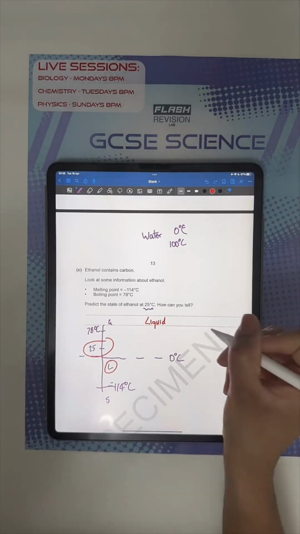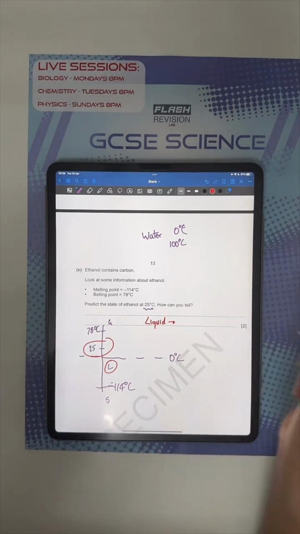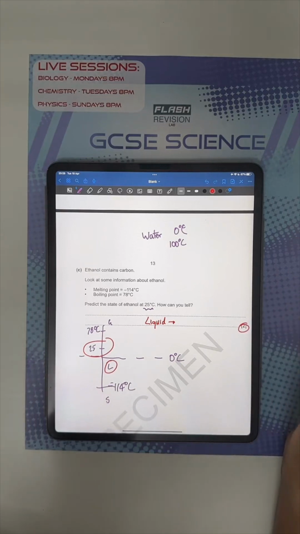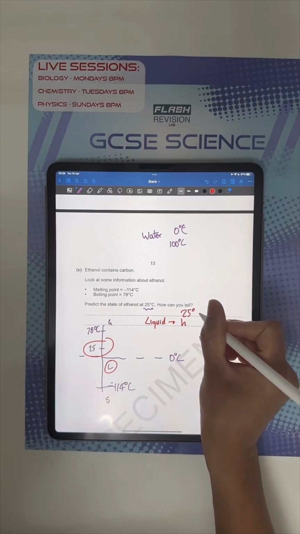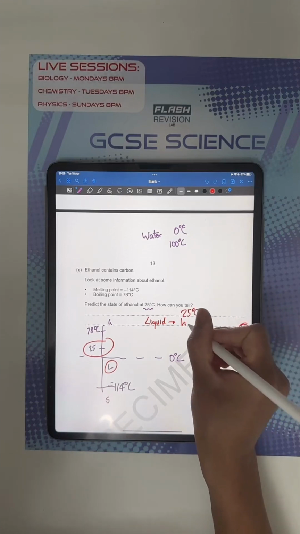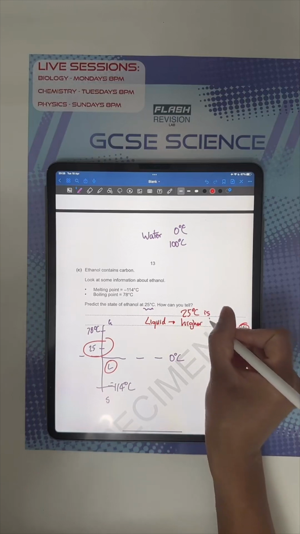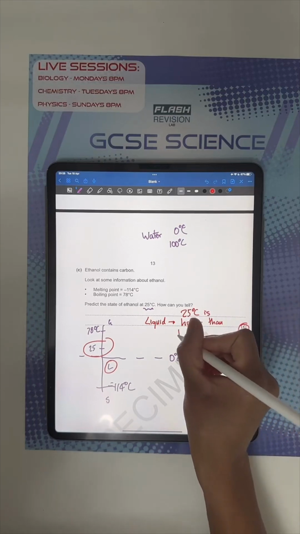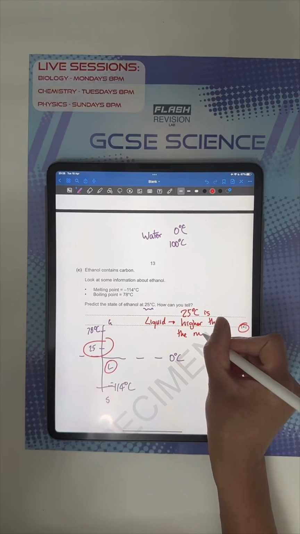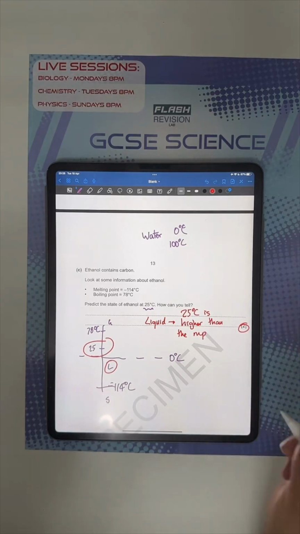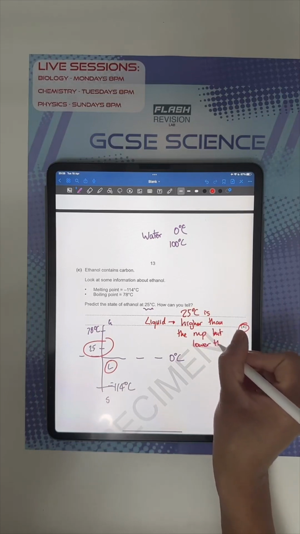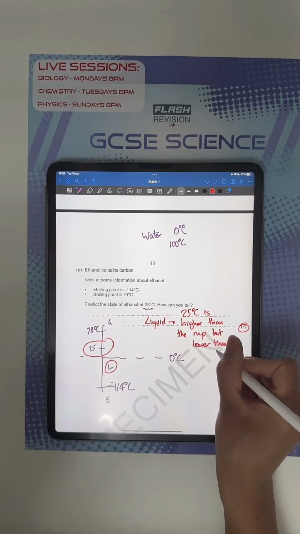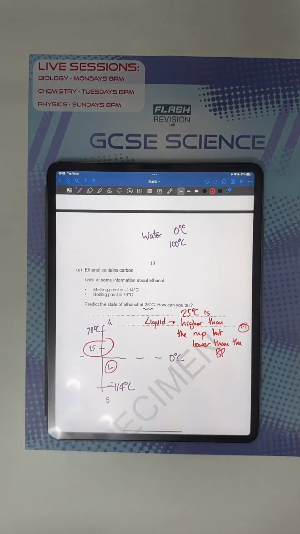That's good. So liquid. That's 1 mark. This is a 2-mark question. How can you tell? It's higher. So we can say 25 degrees C is higher than the melting point, but lower than the boiling point. Okay, everyone seems to understand.